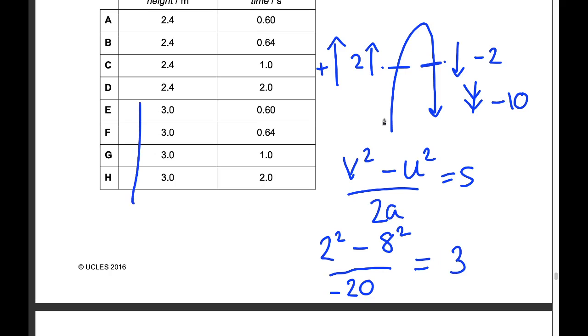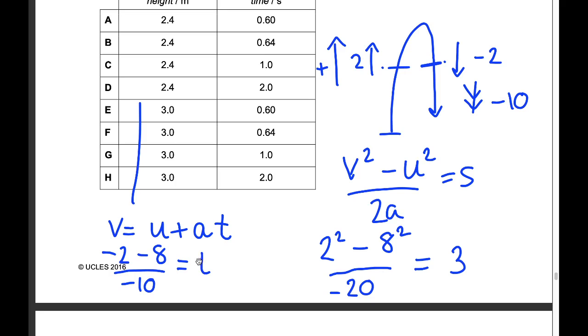It wants to know the time when I'm at that same height on the way down, so the time from 0. So I'm now going to be using v equals u plus at. I'm looking for t here, and my v is actually going to be -2 because of this symmetry argument. So -2 minus 8 over -10 is equal to my t. I'm just rearranging for t there, so v minus u over a gives you t, and that is just going to be 1, isn't it? It's -10 over -10, so the answer is G.